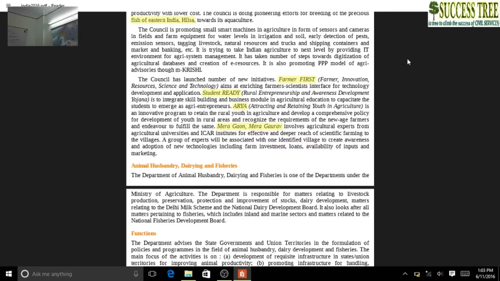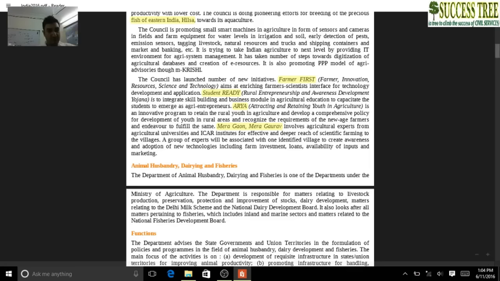Okay, so where were we? Farmer FIRST, farmers are to be at the center. Student READY. ARYA is what? Attracting and Retaining Youth in Agriculture. See, each term signifies something. In the first, F is for farmer, then innovation, resource, science and technology. In Student READY, READY signifies Rural Entrepreneurship Awareness Development Yojana. ARYA, Attracting and Retaining Youth in Agriculture, is an innovative program to retain rural youth in agriculture and develop a comprehensive policy for development of youth in rural areas, and recognize the requirement of new age farmers and endeavor to fulfill the same.